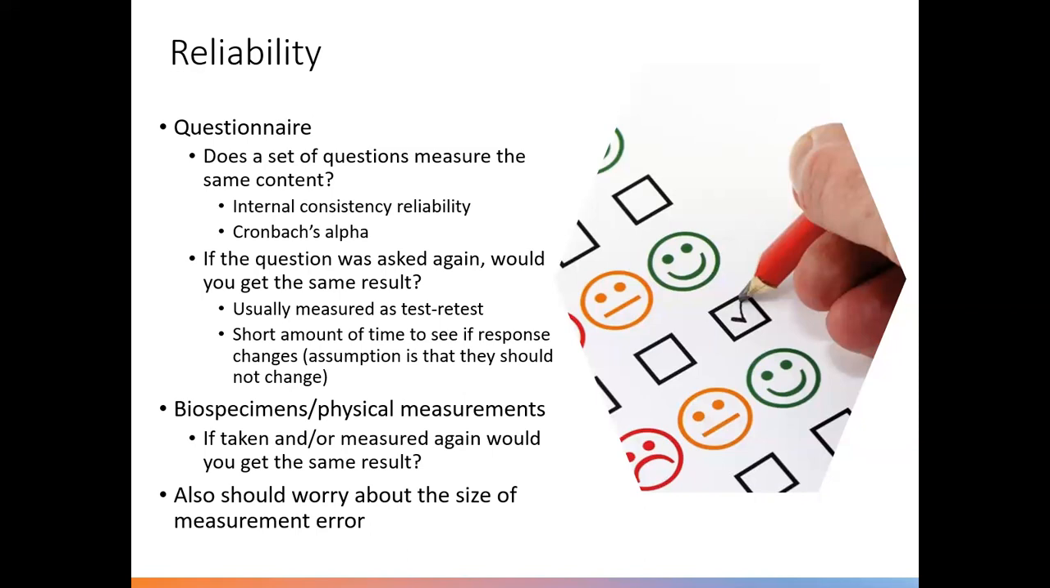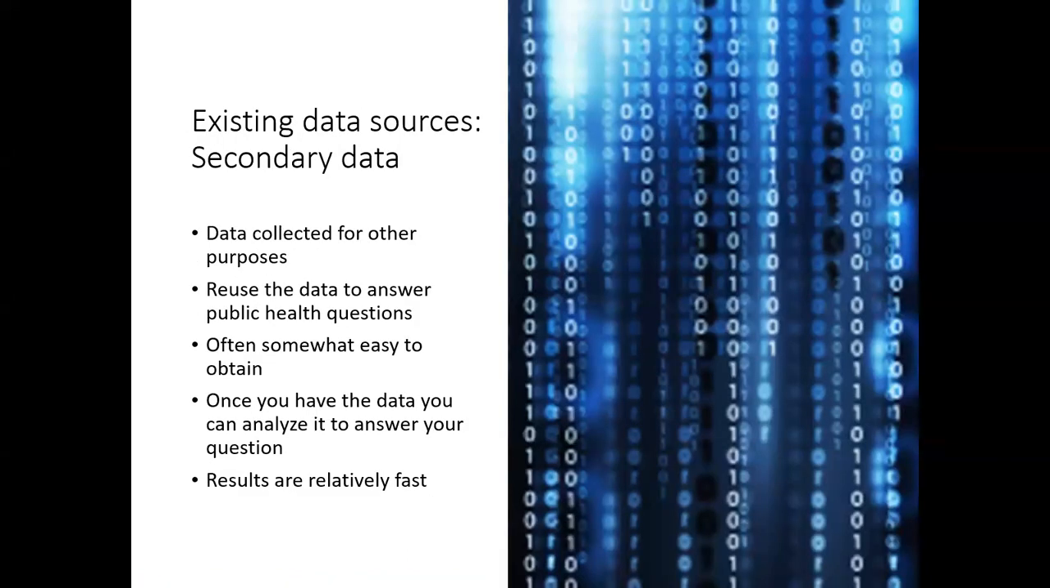And there's a couple of different ways we can collect data. We can utilize existing data. This is called secondary data. So this includes medical records or other data that's collected for something else. So we reuse the data to answer public health or medical questions. The nice thing is that it's pretty easy to obtain. And once we have it, we can analyze our questions. So results are pretty fast.